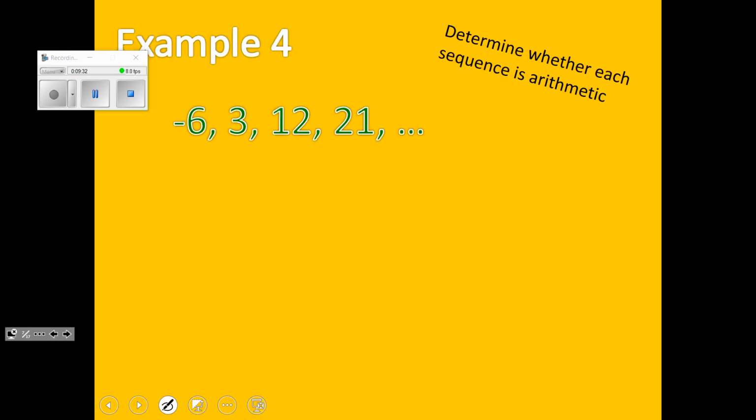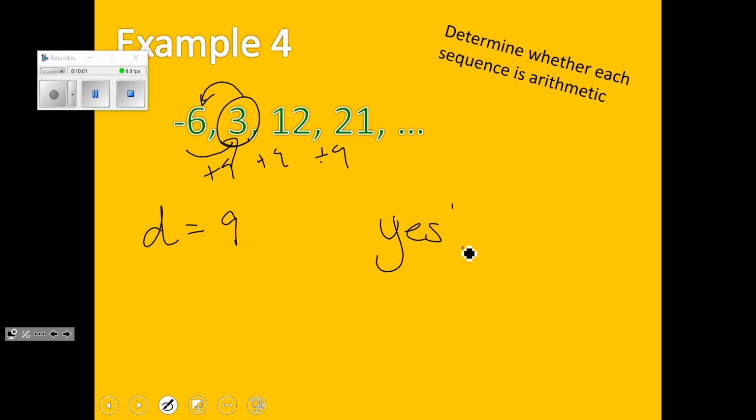Is it arithmetic? Yes. What's our common D? 9. D would be equal to 9. And again, if you don't know what plus negative 6 is 3, let me just reiterate, and I'm going to reiterate it several times because it's not always going to be this obvious. You can take 3 and subtract negative 6, which means you're actually adding 6, and you get 9. So that's plus 9, plus 9, plus 9, so this would be yes.